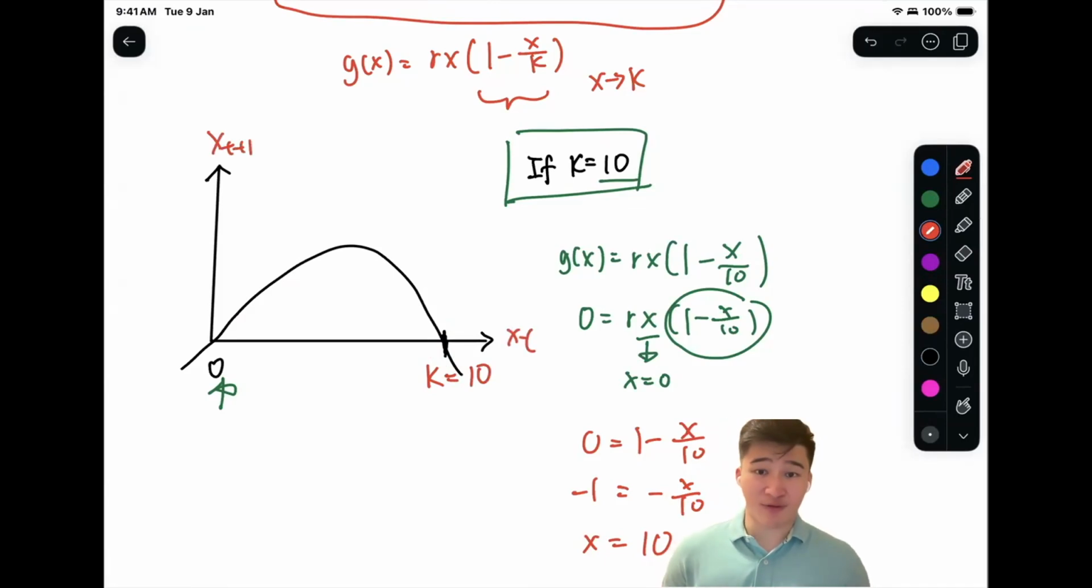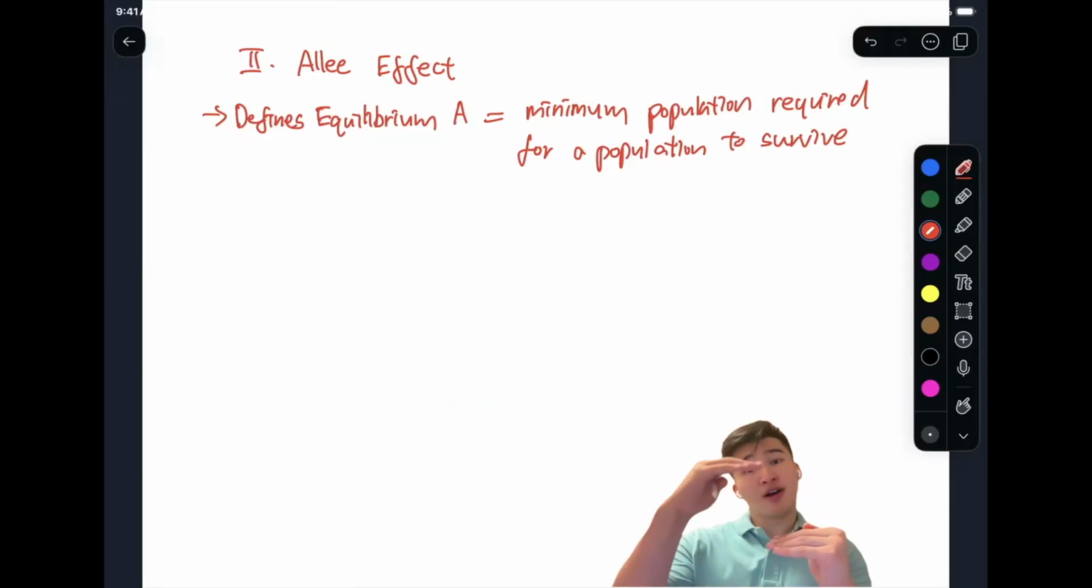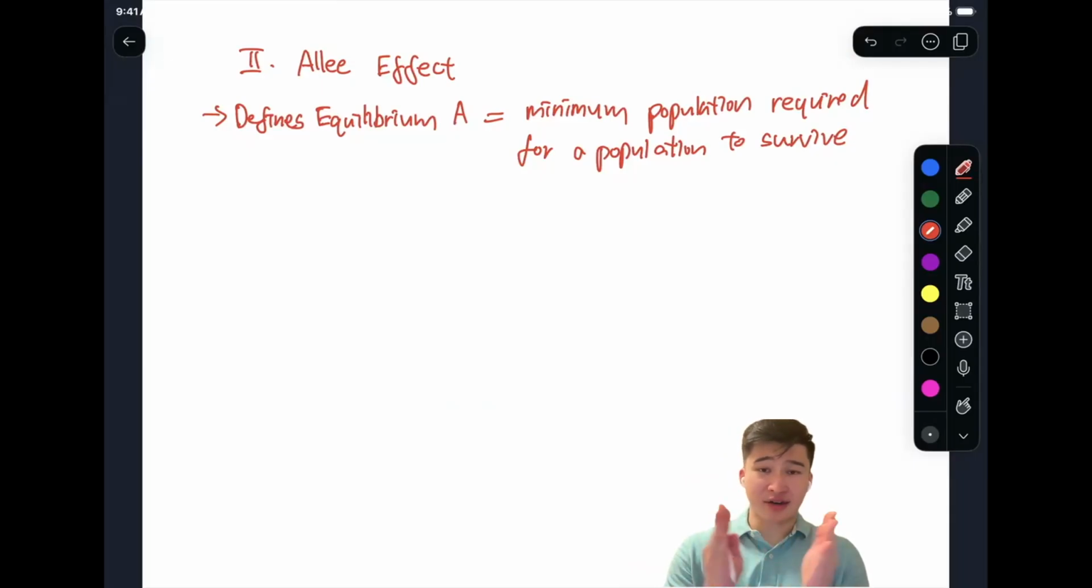So here we have x(t+1) and x(t). This is the first step of crafting the equation. We have the Allee effect, which defines the equilibrium A. It is unstable, but it is the minimum population required for a population to survive. Basically, if our population is below A, they're going to die. It's going to go to extinction. If they are above A, that's when they can survive. And if they're on A, that's our equilibrium. Technically, at equilibrium, g(x) equals 0.